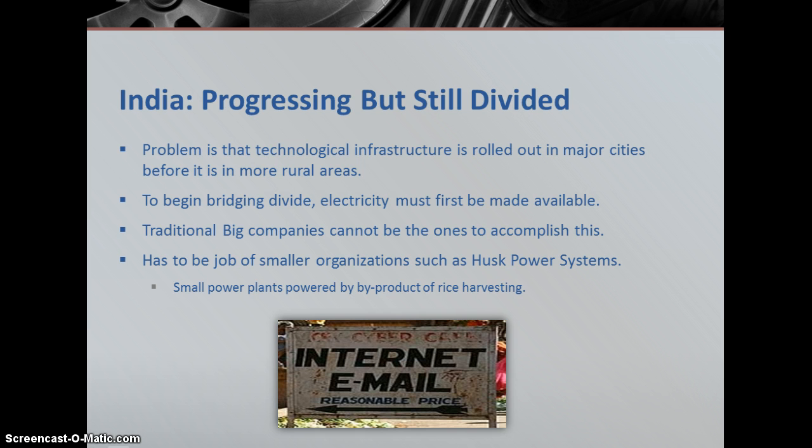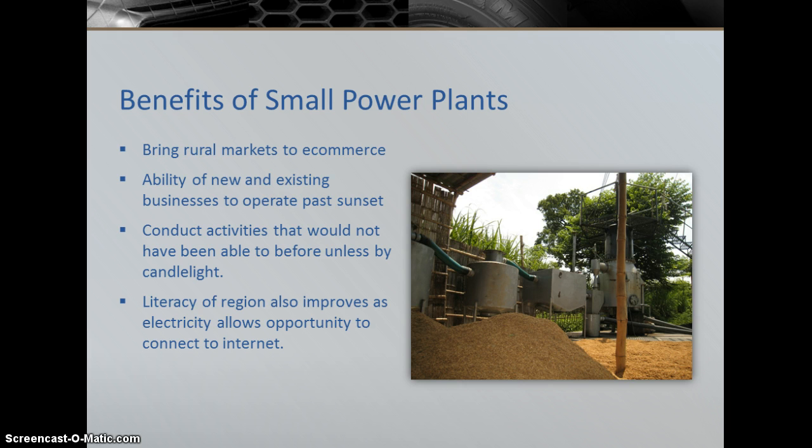Husk Power Systems has a unique solution to providing electricity, and that is to use the byproduct of rice harvesting, rice husk, to fuel small power plants. Among the benefits that power plants bring to these regions are the opportunity for rural markets to be brought to e-commerce, the ability of new businesses and shops to operate far past the hours of sunset, the creation of new jobs running the power plants, and the ability for people to conduct activities that they would not have been able to before unless by candlelight.